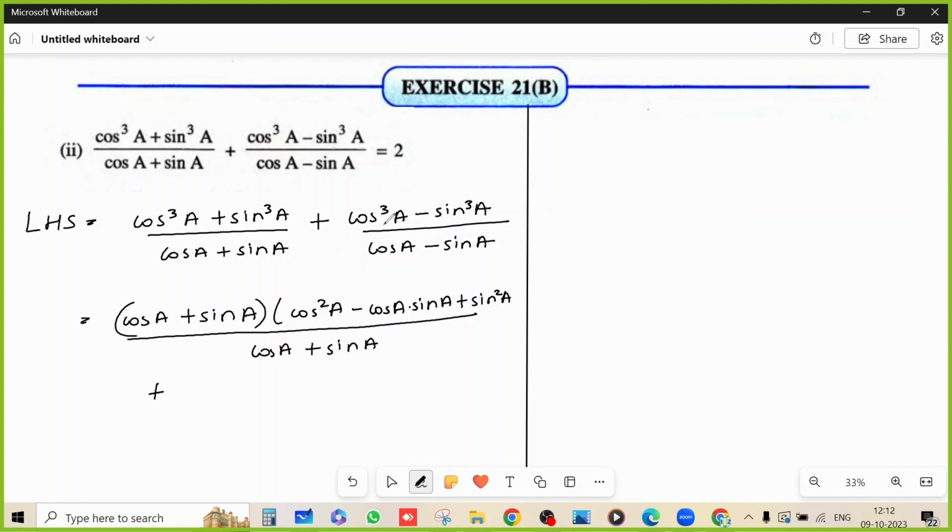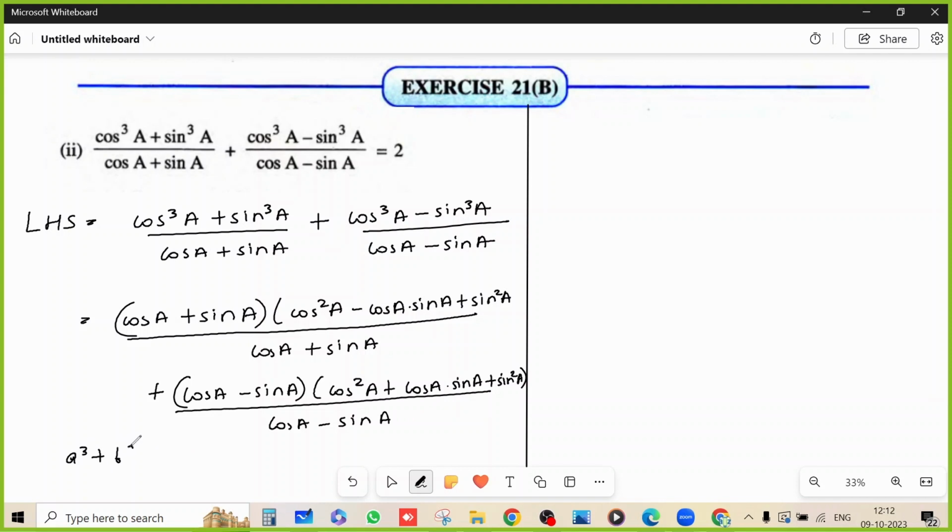Similarly, we will apply the formula of A cube minus B cube here. This will become cos A minus sin A into cos square A plus cos A into sin A plus sin square A divided by cos A minus sin A. The formulae used here are A cube plus B cube is equal to A plus B into A square minus AB plus B square, and A cube minus B cube is equal to A minus B into A square plus AB plus B square.